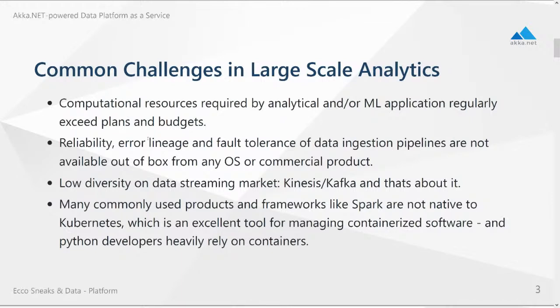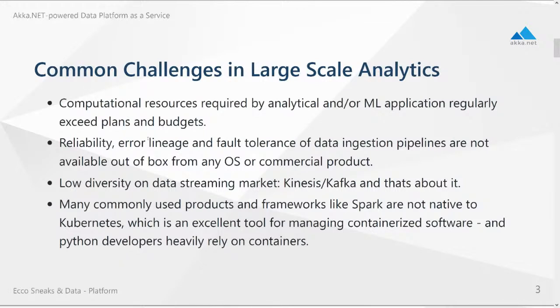And the common challenges are listed here. If you want to stream data, you have low diversity in the streaming products available on the market. If you want reliability, error lineage and fault tolerance, that's not actually available out of the box from any open source or commercial product. Then computational resources are not infinite, but data scientists tend to build stuff against an infinite resource model, so we have to manage that somehow. Also many commonly used things like Spark are not native to Kubernetes. Even though Spark has a Kubernetes extension, it's not really working well enough for us to use it 100% in production.